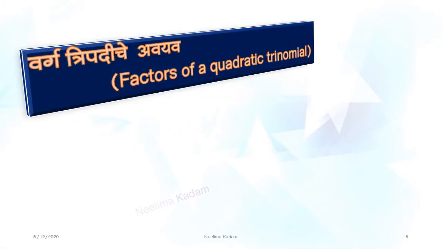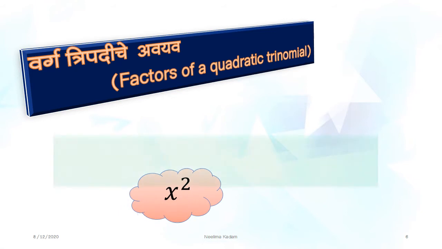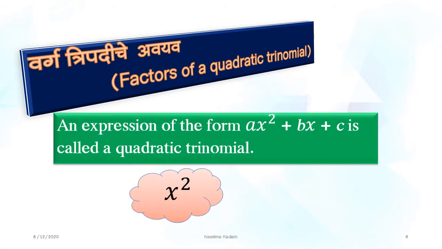So we have to find out the factors of a quadratic trinomial. Now what is quadratic? x square. Here x square, this is a quadratic, and so an expression of the form ax square plus bx plus c is called a quadratic trinomial. See, this is a trinomial. 3 terms are there and the degree of this trinomial is 2. So this is a quadratic trinomial.